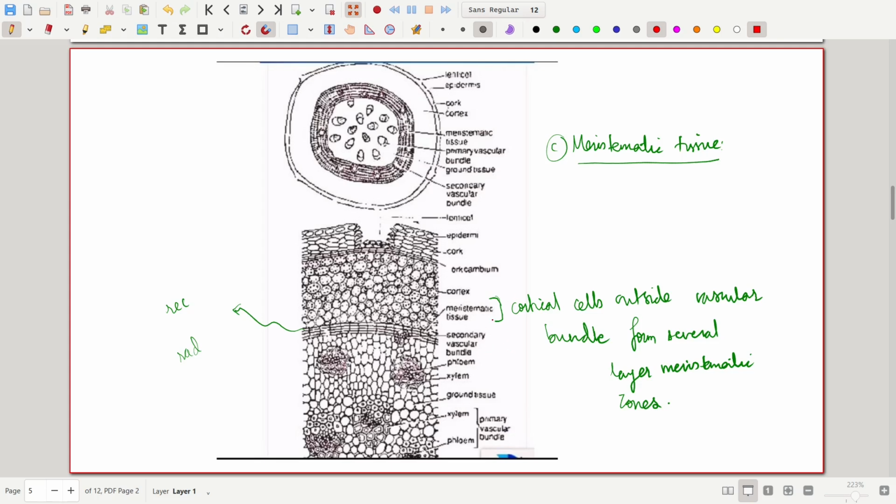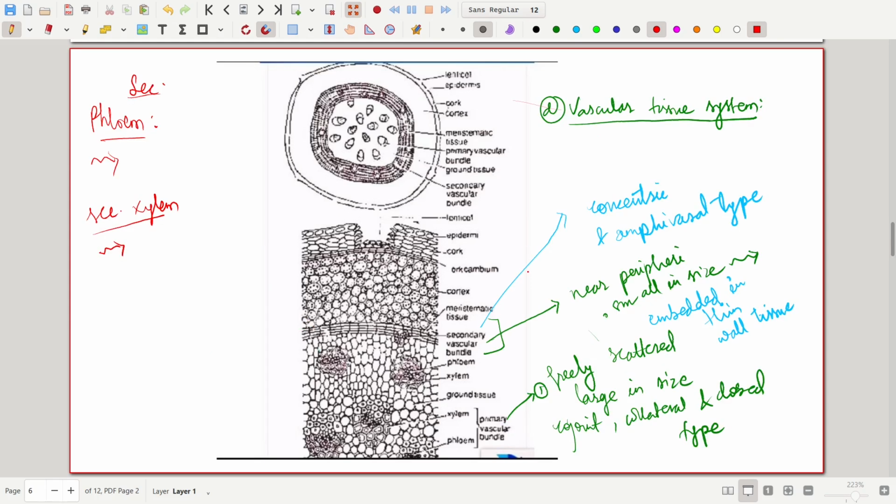You can see here they are outside the vascular bundles, and they form several layers of meristematic zones, and the cells of these zones are rectangular in shape and generally radial, and this acts as the cambium which helps for the secondary growth, secondary thickening in case of the old stem. And let's move to the fourth part, that is the vascular tissue system.